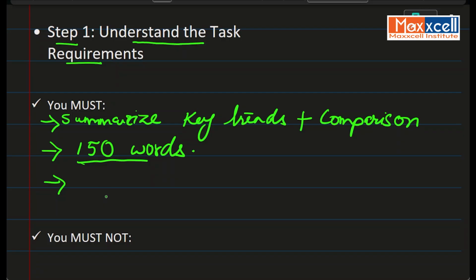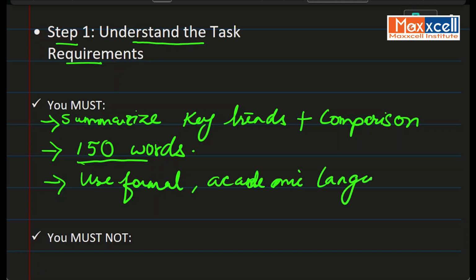So then when we move ahead, you need to use the formal language. Okay, so it is formal academic language. So this is something which you need to understand. So when you speak about formal or academic language, you cannot use any slang or any shortcut. So you need to use a formal language which you will use for official purposes. So that is something which you need to remember. So these are the things which you have to do. Now let us see what you are not supposed to do.